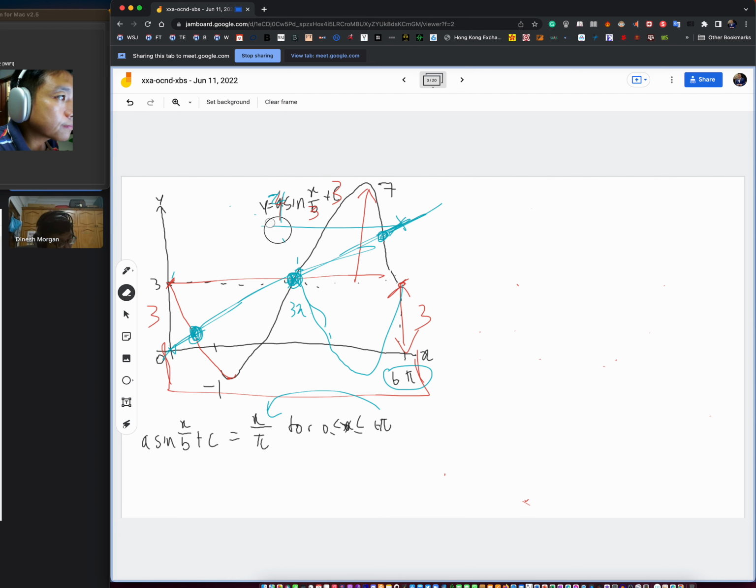Okay? So once again, like I said, you can use your calculator and then you can see it yourself as well, right? Okay, good.